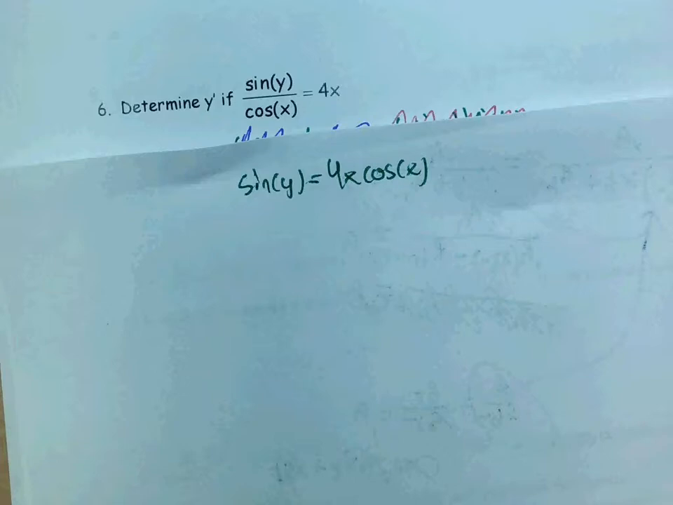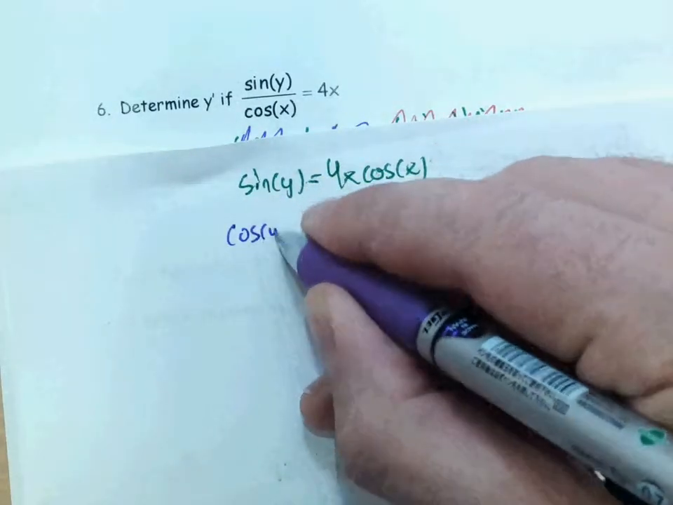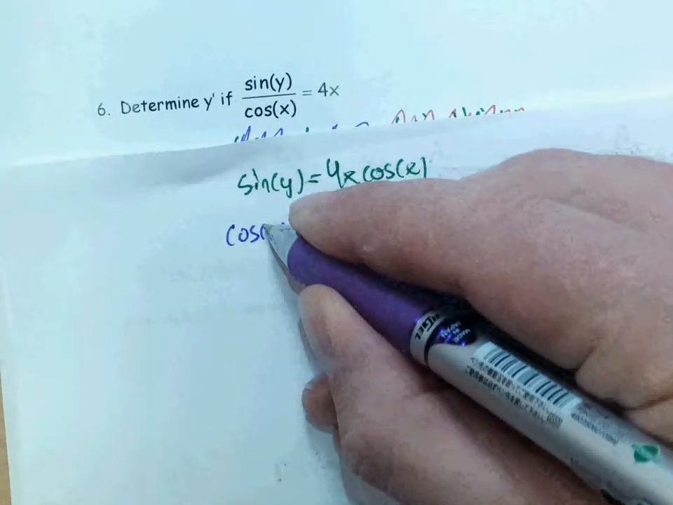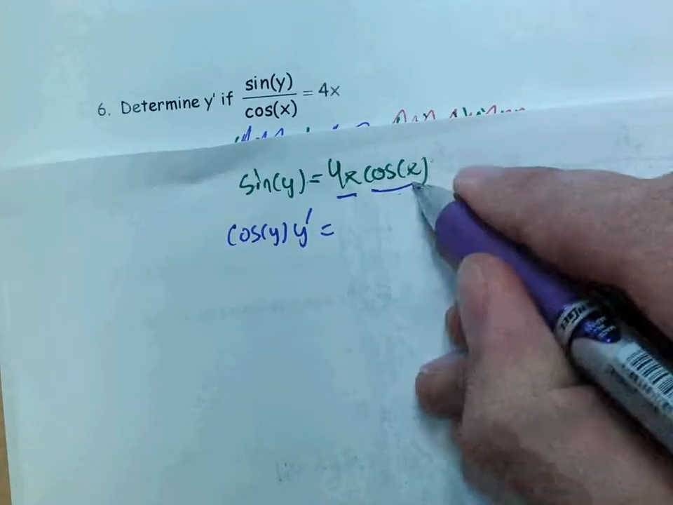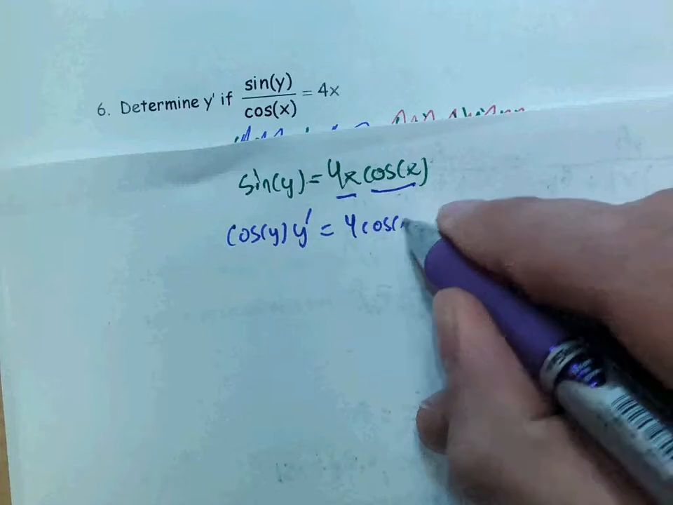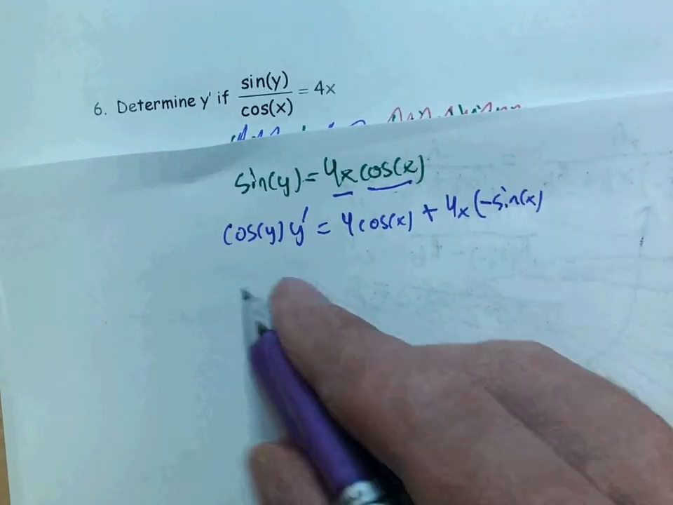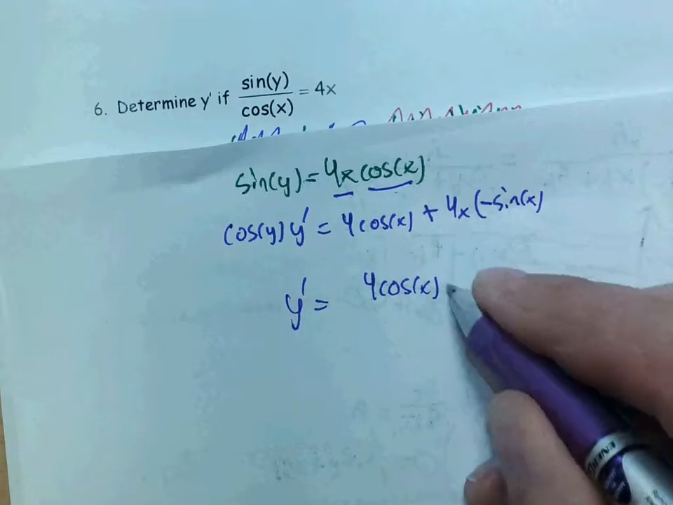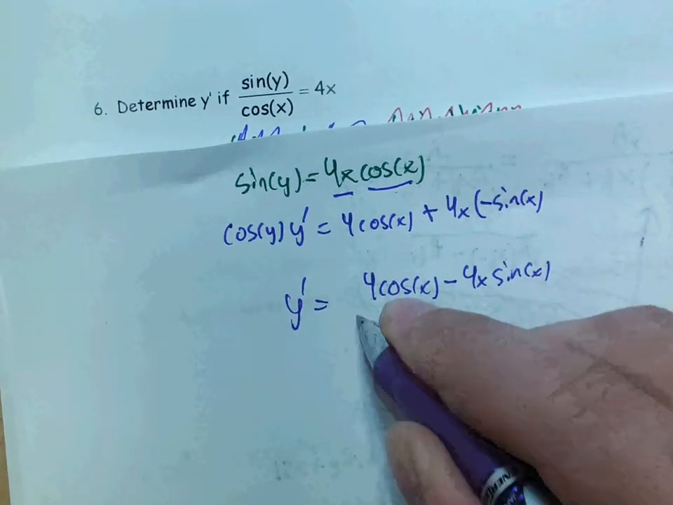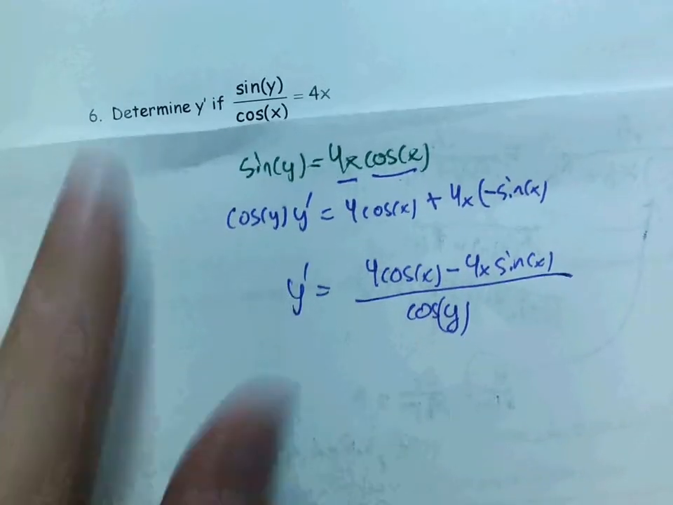And now we don't need to use the quotient rule, we can just use the product rule on the other side. The derivative of sine of y is cosine of y times y prime. Over here we need to use the product rule, because we have two things multiplying. The derivative of the first times the second, plus, leave the first alone, times the derivative of the second. And now we see this is much easier. I'm going to simplify this here. This is minus 4x sine of x all over cosine of y.